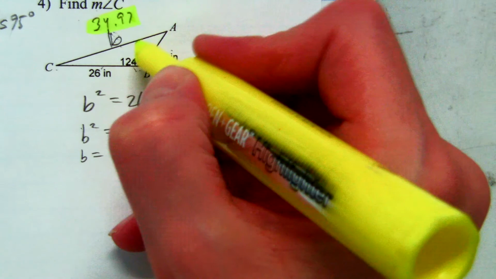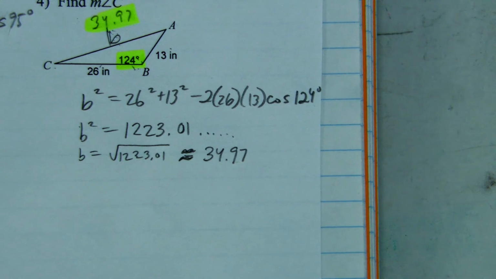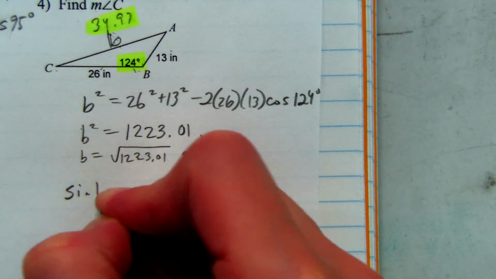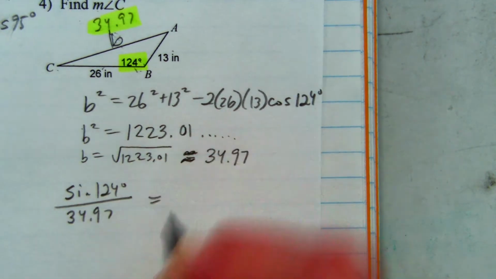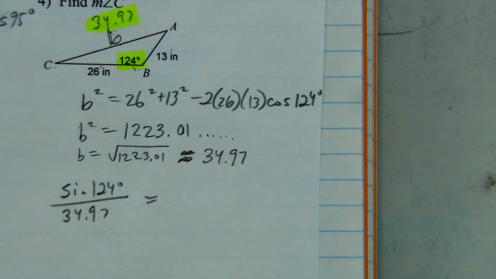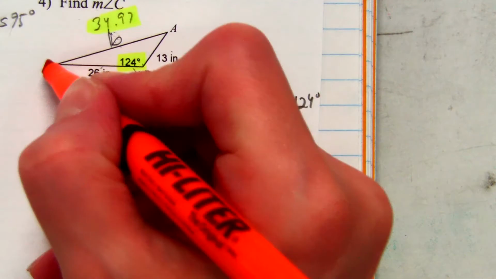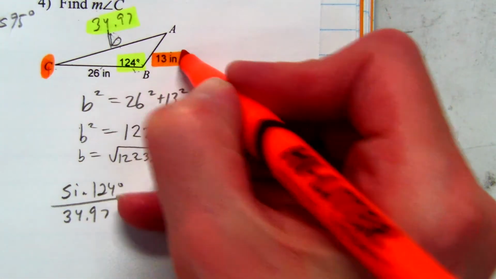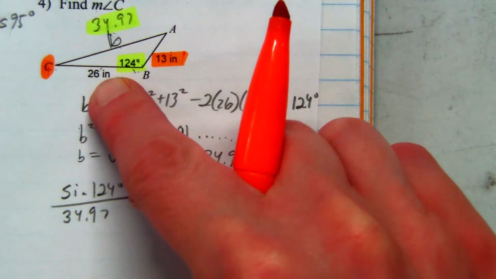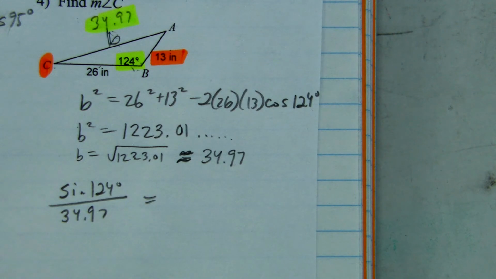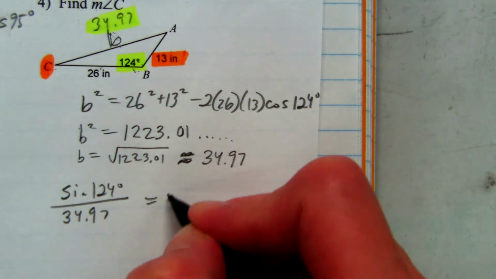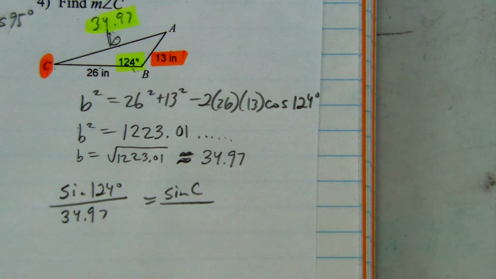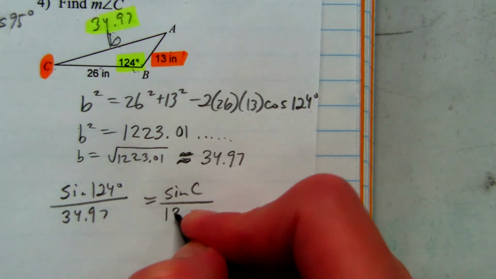The law of sines, you have to have an angle and a side that's across from each other. So I'd have sine of 124 degrees over 34.97 equals, and then we're solving for C. So we find C, and you want to make sure you're using the side that's across from C. I don't want to use the 26, that would find A. I want to make sure that I'm using the other. And so if I do that, then I'd have sine of C over 13.